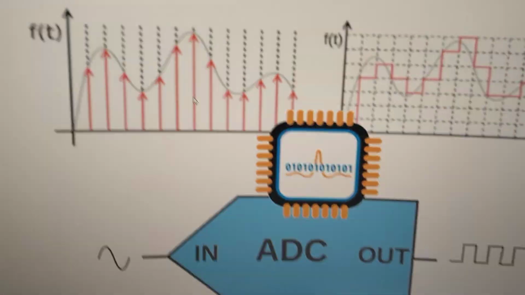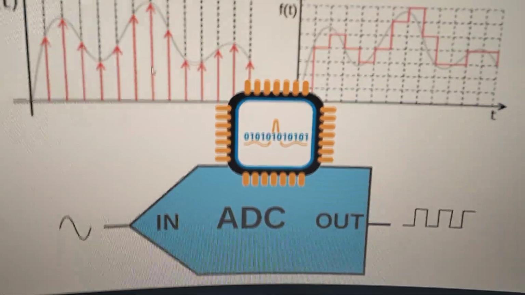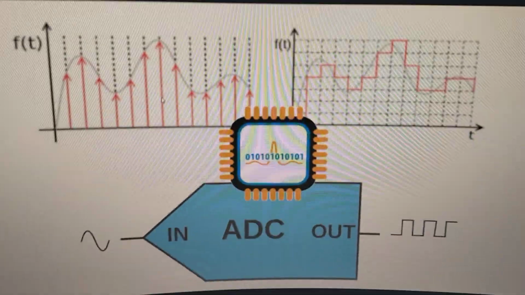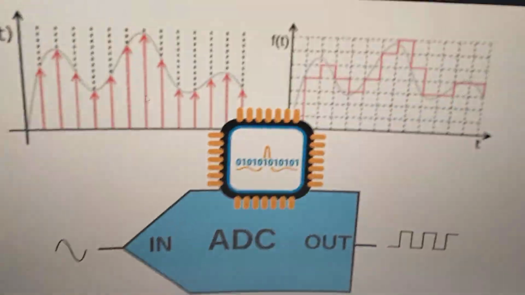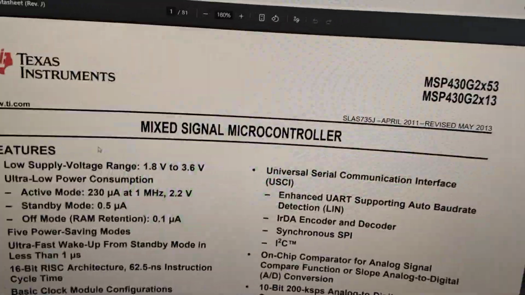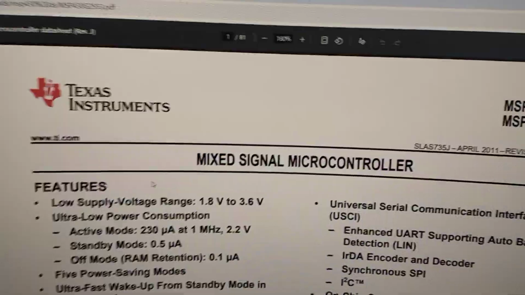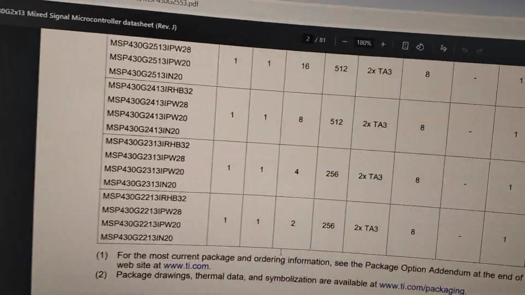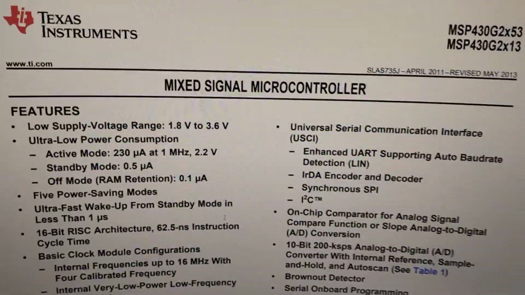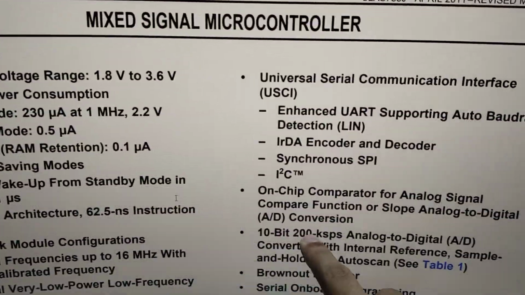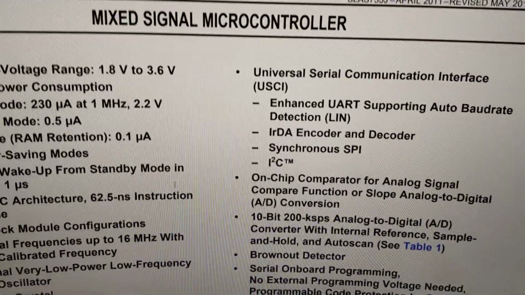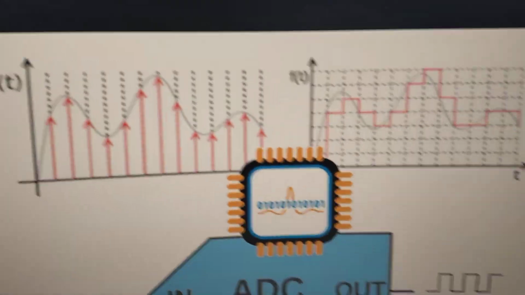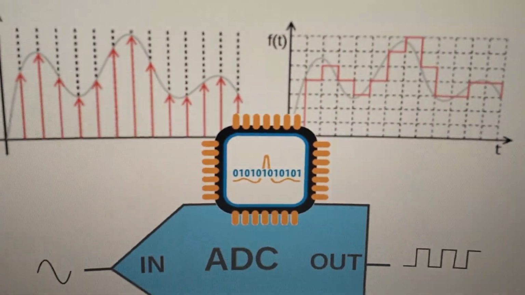How it does that depends on the ADC, which is generally an n bit ADC. That means how many bits it is. The microcontroller I'm going to be using today is the MSP430, which I've used in the past. It's a nice 16 bit microcontroller, a simple one. Here you can see it has a 10 bit 200 kilo samples per second ADC. So what 10 bit means is 2 power 10, which is basically 1024.